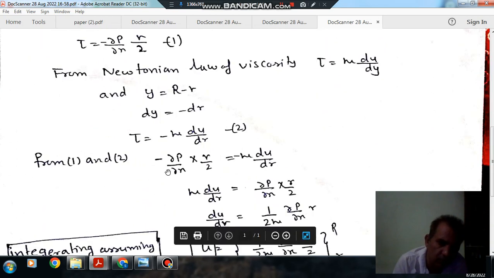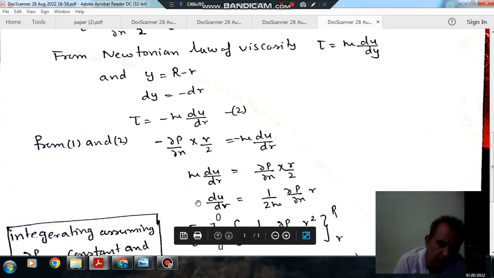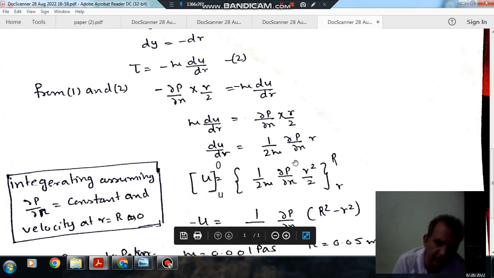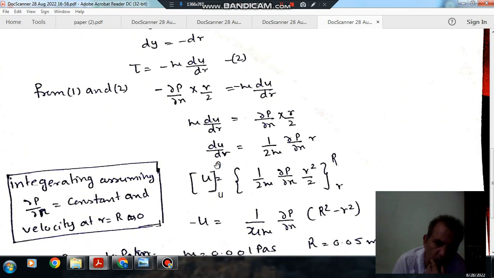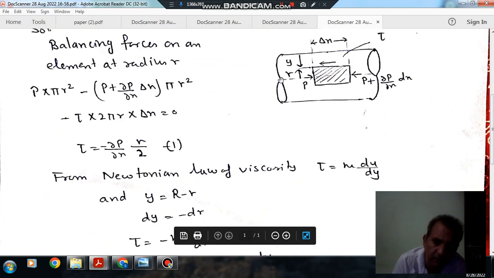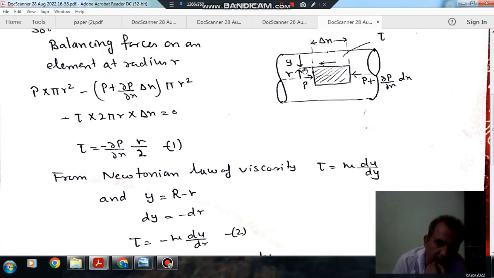Equating these two, we have du by dr is equal to 1 by 2 mu ∂P/∂x into r. Now we can integrate this, keeping ∂P/∂x as constant, because this is your pressure gradient and it will be a constant quantity. The limits are: the velocity at r is u, and the velocity at capital R, at the surface, is 0.